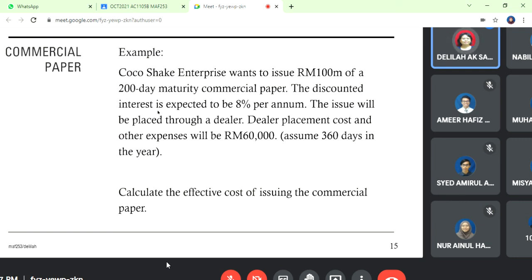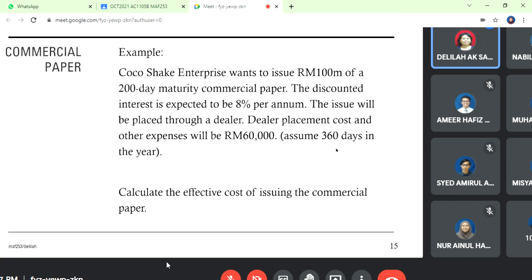Then this is a discounted interest borrowing, so maknanya kita akan tolak interest tu at the beginning. Interest is 8% per annum. You're going to be using a dealer. Kita lantik dealer untuk jual, dealer akan charge all kinds of fees and various other administrative expenses, which amounts to 60,000 ringgit. Because we're doing math 253, we will always assume that there's 360 days in the year.